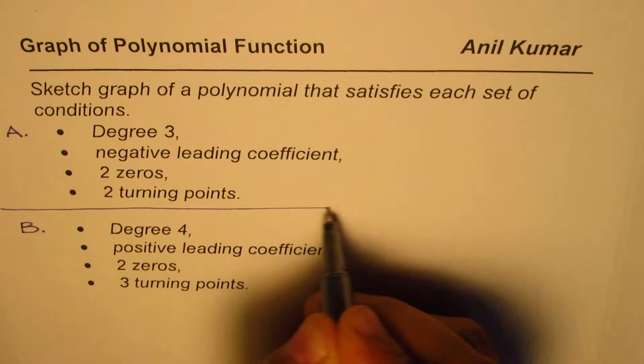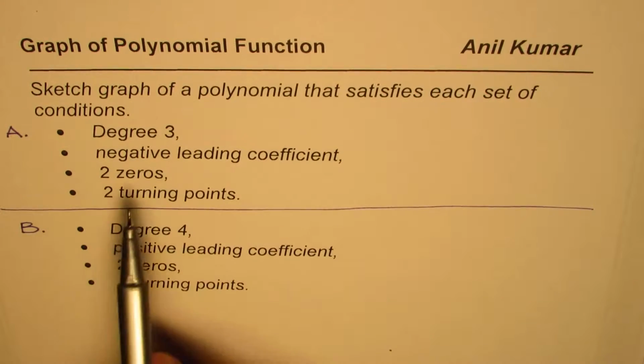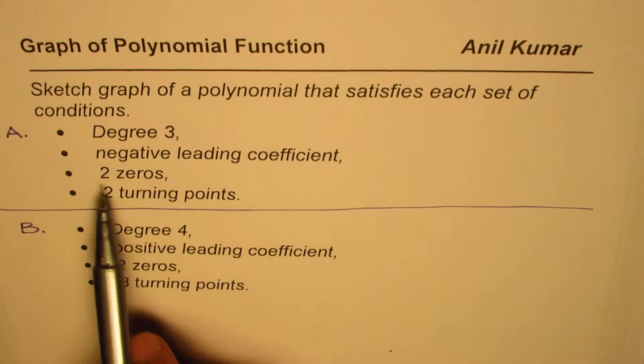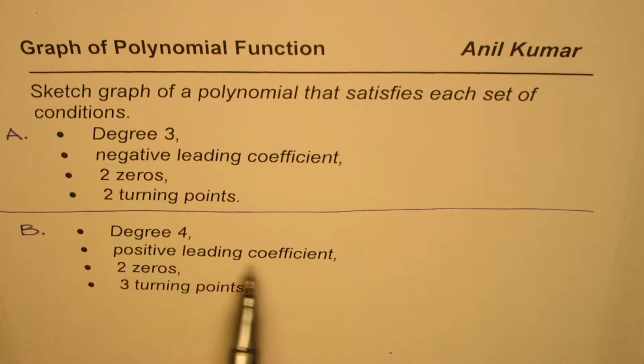As I said, the first set of conditions is: degree is 3, negative leading coefficient, 2 zeros, 2 turning points. The second set of conditions is: degree is 4, positive leading coefficient, 2 zeros and 3 turning points, right? So that is the graph which you need to sketch. You can pause the video, sketch the graph, and then look into my suggestions.